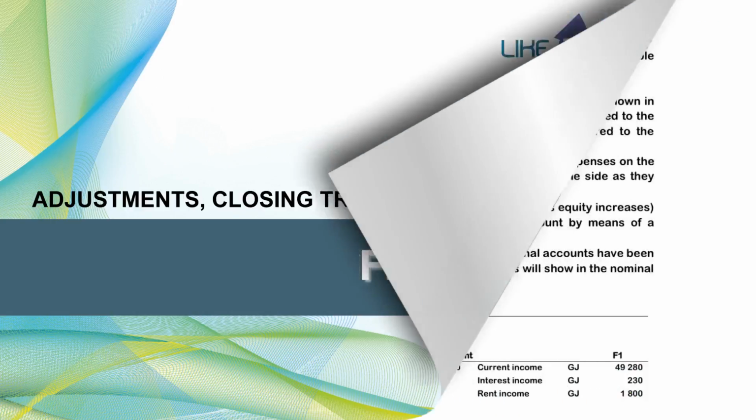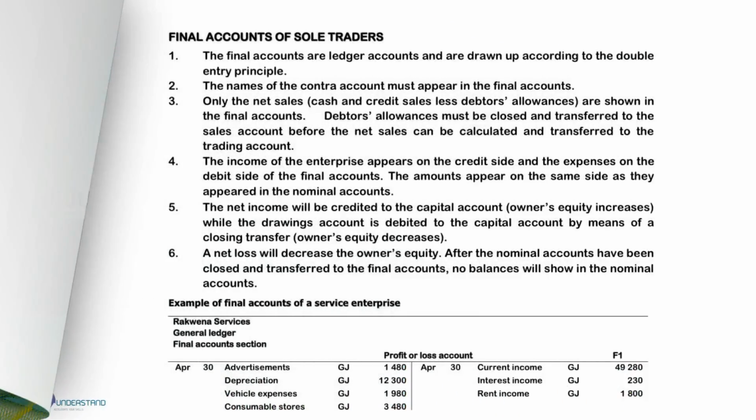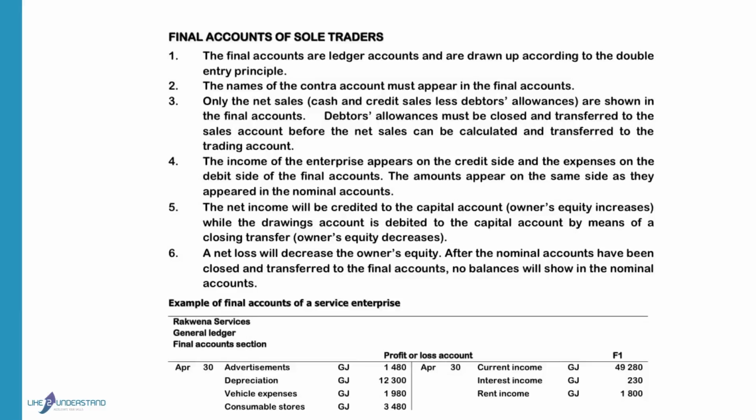Good morning. We will pay attention to the final accounts of sole traders. We will pay attention to the final accounts of a service enterprise and then on the final accounts of a trading enterprise. The final accounts are normal ledger accounts, so it's T accounts drawn up according to the double entry principle. The income and expenses accounts are closed off at the end of the year and transferred to this final accounts.